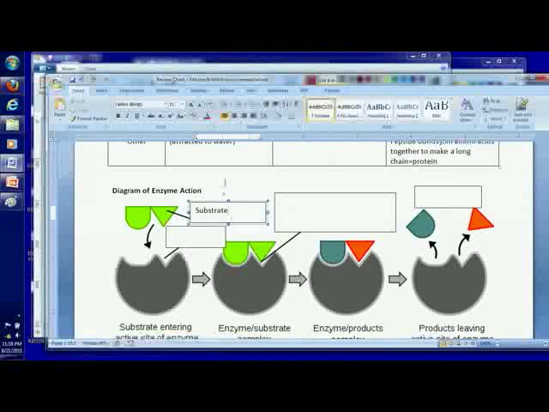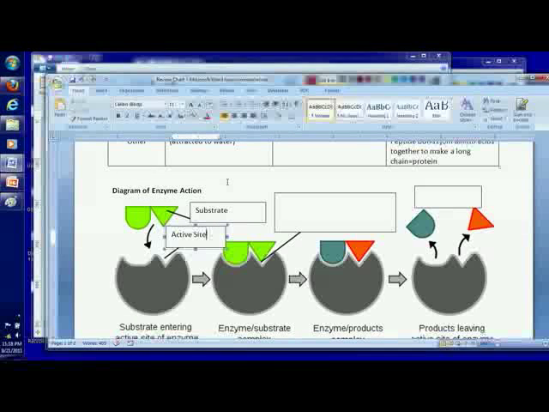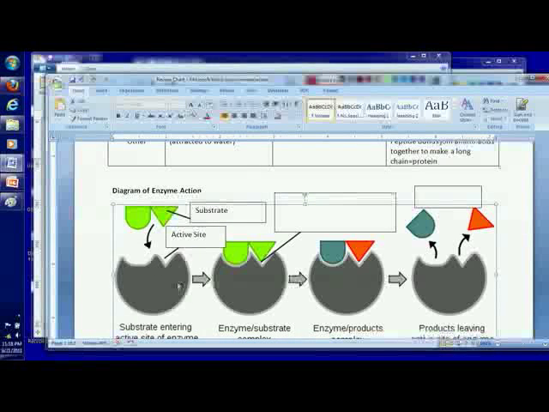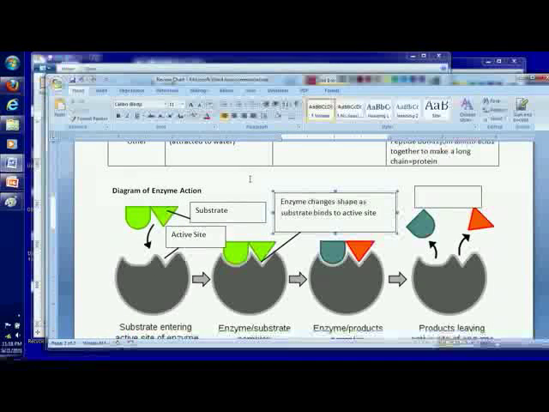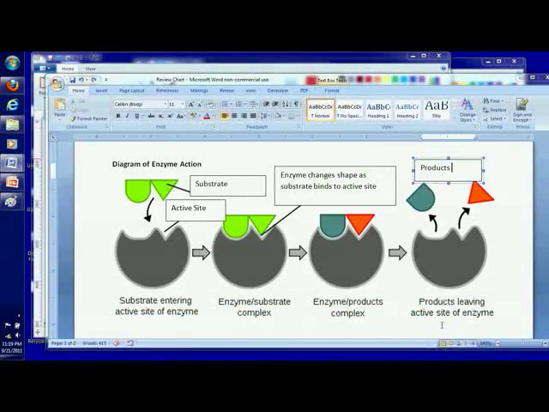That's the substrate. Again, that's the thing that the enzyme is acting upon or binding with, binding to. The active site is pretty simple, where the binding takes place. Here's the enzyme changing shape, and then the products go off, split off, and go their separate ways. And you can see by the color change, they are no longer what they were before. So that is the end result, the products leaving the active site of the enzyme.